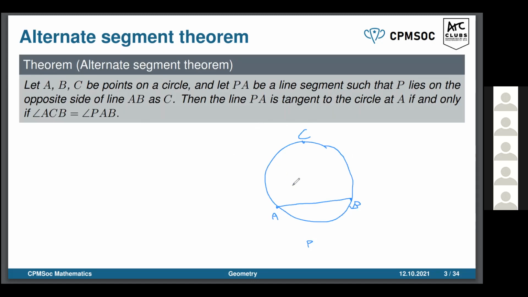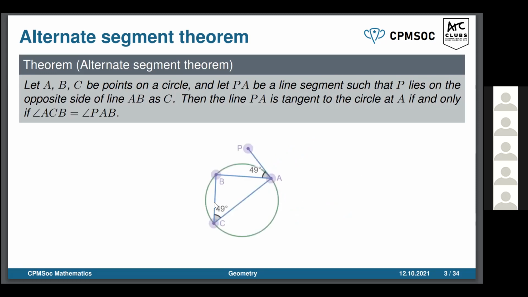Then the line PA is tangent to the circle at A if and only if angle ACB, so this angle, is equal to angle PAB, this angle. So if PA is a tangent to the circle, then angle PAB will be equal to angle ACB. And if angle PAB is equal to angle ACB, then we can say that PA is a tangent to the circle. So that is a very nice property to note. And we actually have a diagram which shows this property. It's a very useful property.